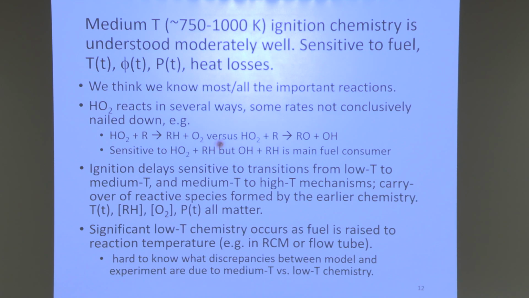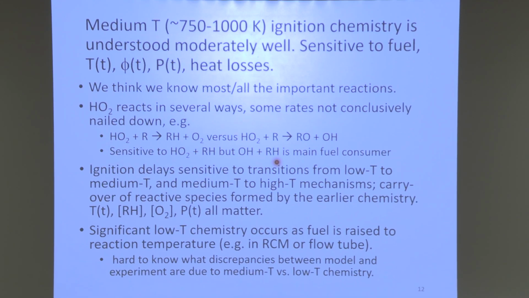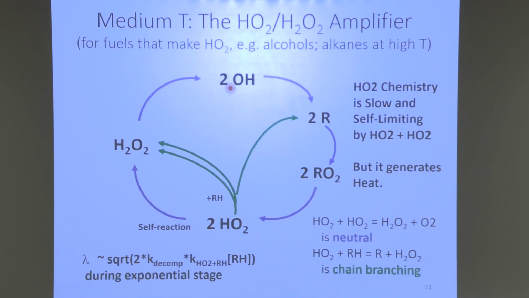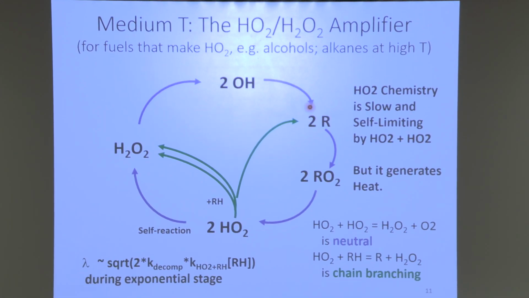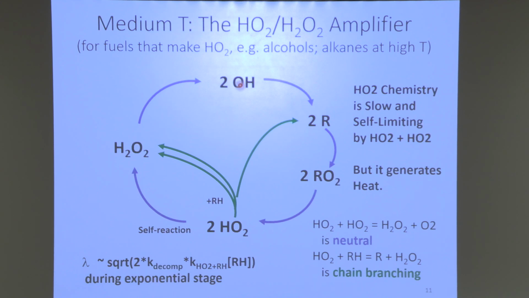You're most sensitive to HO2 plus RH, but this is not the main reaction consuming the fuel. The OH reacting with the fuel is actually the main consumer of fuel. If you go back here, OH is reacting with the fuel to make Rs, and that's running all the time and burning a lot of fuel, but it doesn't increase the number of radicals. This is just a linear process of just gradually converting the fuel. This one is an amplification process that makes more radicals, which makes more OHs, means it's going to burn the fuel faster when that happens.